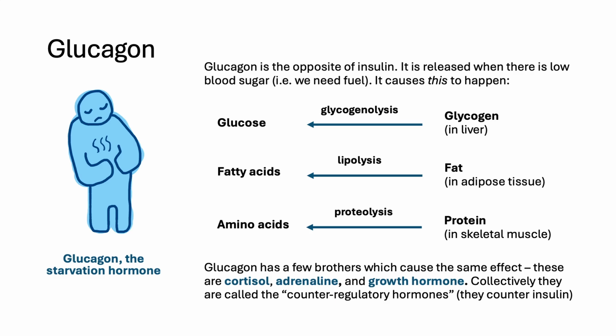Glucagon has a few friends. There are a few other hormones that glucagon is in cahoots with, and those are cortisol, adrenaline, and growth hormone. Collectively, glucagon, along with its friends, are called the counter-regulatory hormones. That's because they counter insulin, and these hormones will activate your cells to release lots of energy for use. And so glucagon releases energy for use when we're in the starving state, and insulin will cause nutrients to be stored up during the well-fed state.